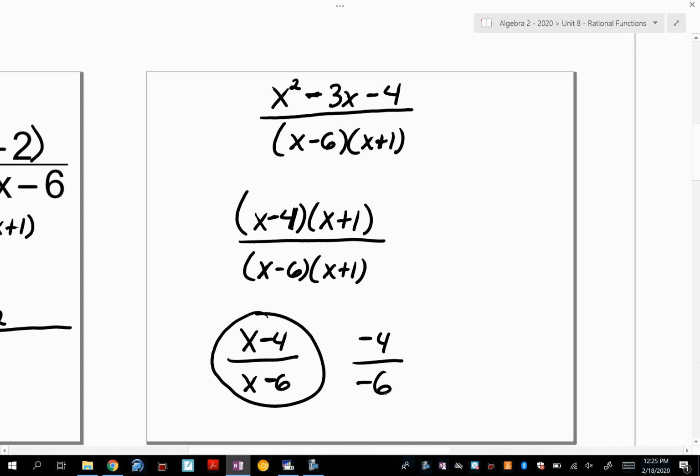So watch what happens when I plug in 2. 2 minus 4 is negative 2. And 2 minus 6 is negative 4. Negative divided by negative is a positive. Reduce, you get 1/2. The last one, who chose 7?